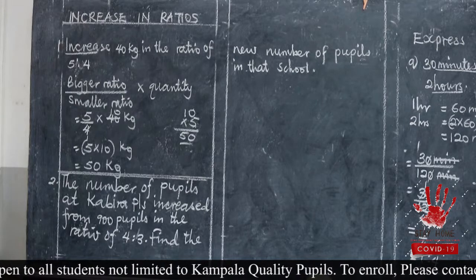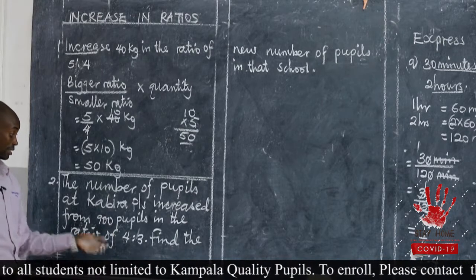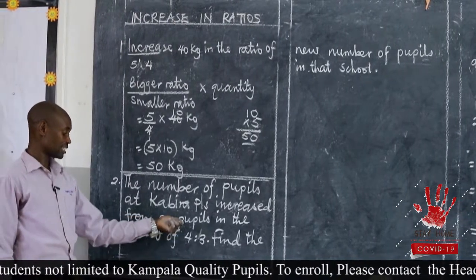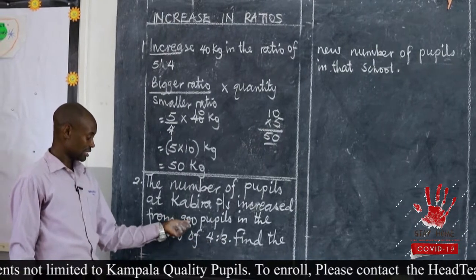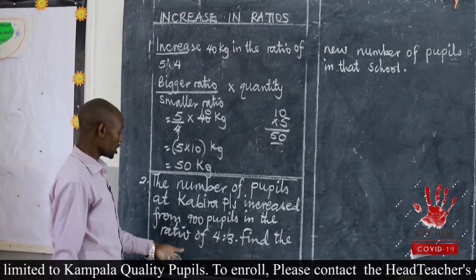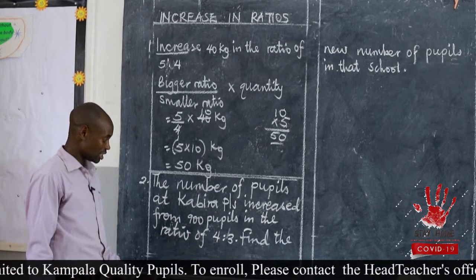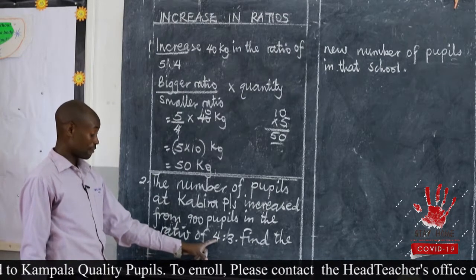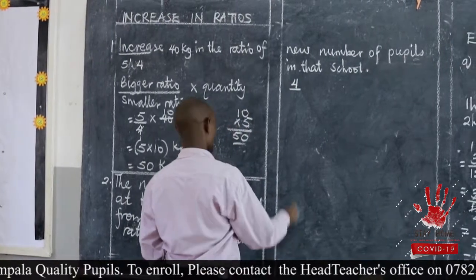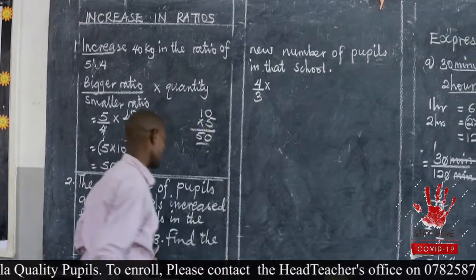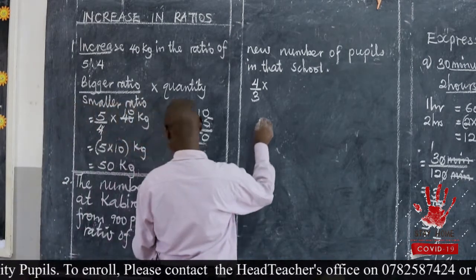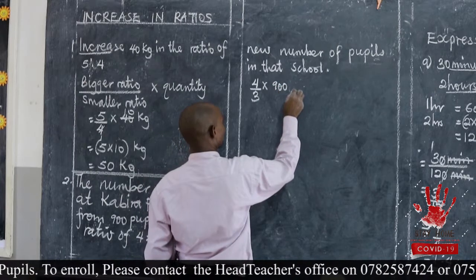So I have told you that since we are saying the number increased from this, and we want now the current number of pupils in this school, we are going to increase this number using this ratio. So, since we are increasing, which one is the bigger ratio? The bigger ratio in this case is going to be 4. Why? 4 is bigger than 3. So we shall have 4 out of the smaller ratio, which is 3, then times the old number of pupils which we had in that school, and that is 900 pupils.